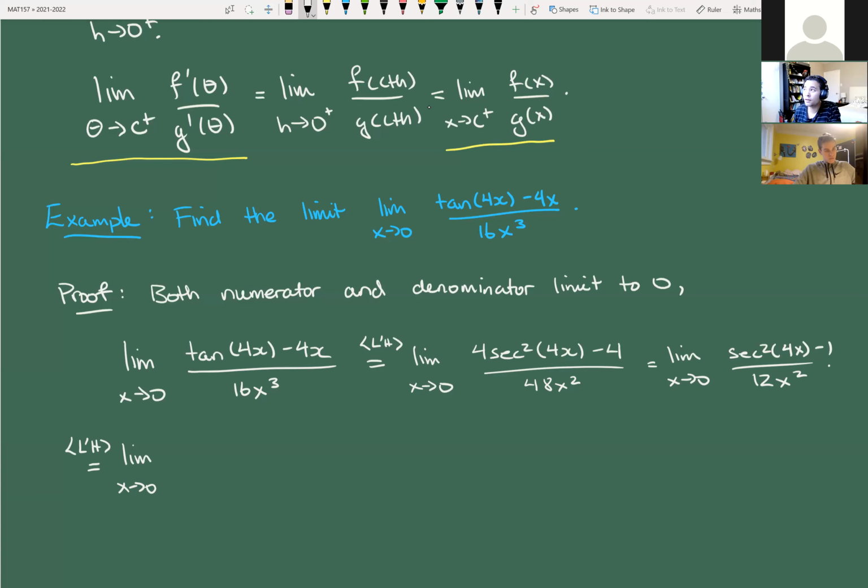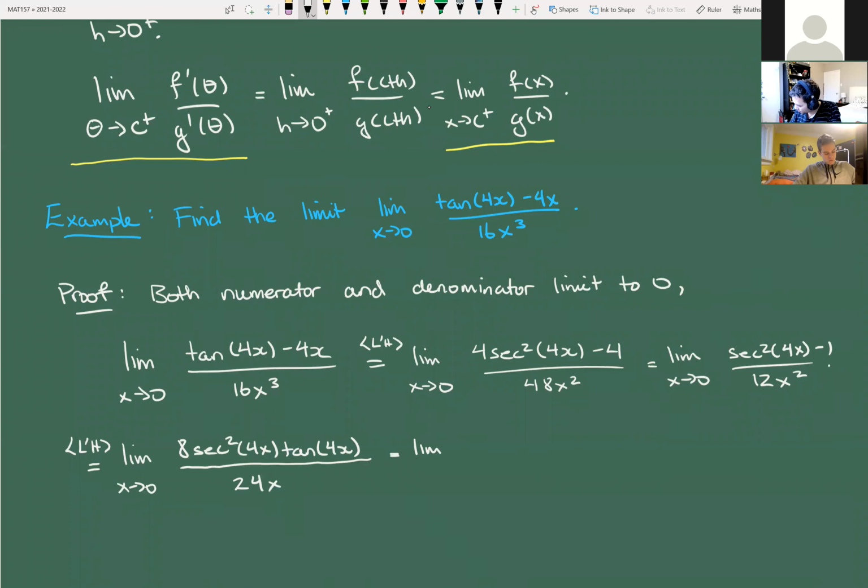Okay, so the derivative of secant squared is 2 secant x squared tan x, right? And then I multiply by 4, so that's going to be 8 secant squared 4x tan 4x. The derivative of 1 is just 0. This is going to give me 24x here.